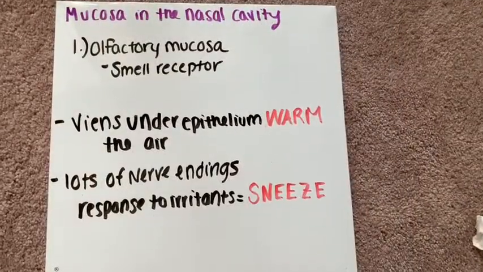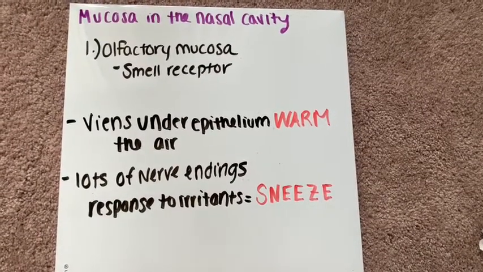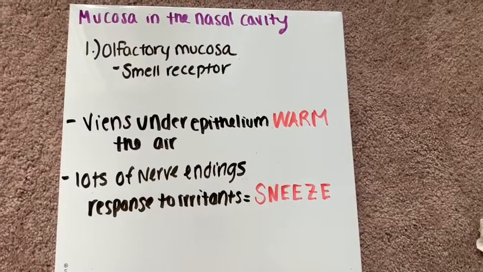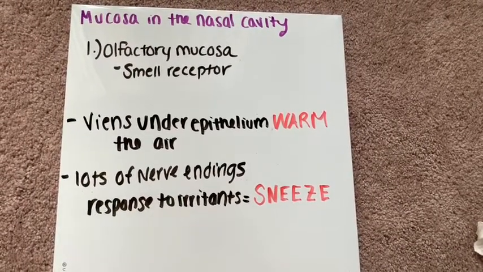Mucosa and the nasal cavity. Olfactory mucosa are responsible for smell receptors. There are veins just under the epithelium to warm the air. There are also lots of nerve endings. These respond to irritants by making you sneeze.